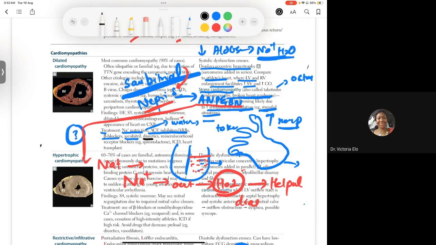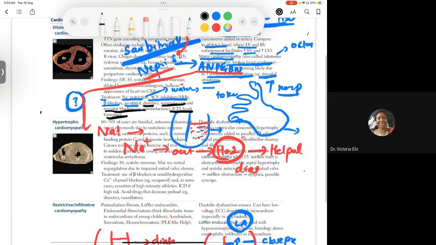Diuretics. We are going to give loop diuretics, thiazide diuretics again in order to remove the extra volume out of your body, right? Mineralocorticoid receptor antagonists again are used to eliminate the volume, and in the end, we can do heart transplantation, right? Is it clear?